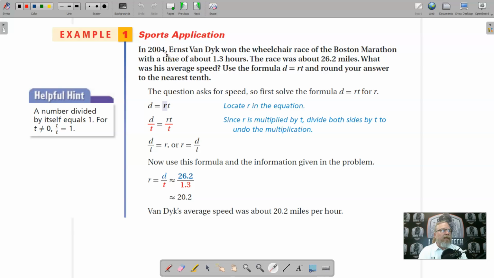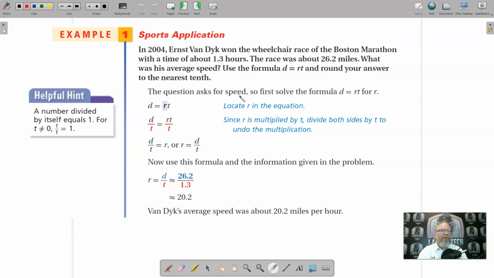So in 2004, Ernst Van Dyk won the wheelchair race of the Boston Marathon with a time of about 1.3 hours. The race was about 26.2 miles. What was his average speed? Using the formula d equals rt, where d is distance, r is rate, and t is time, round your answer to the nearest tenth.